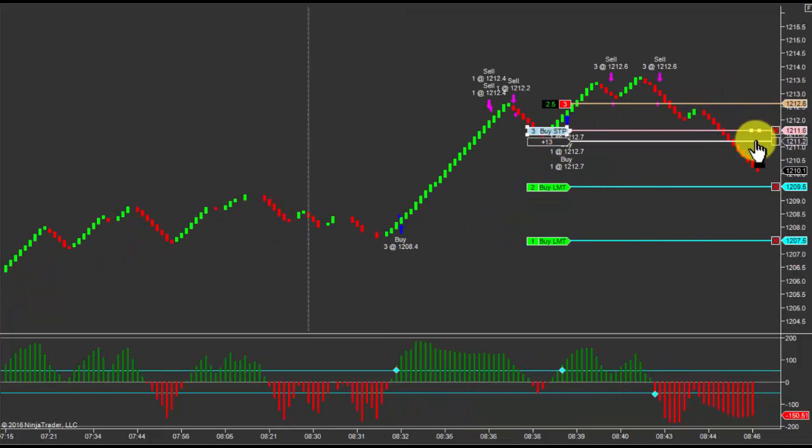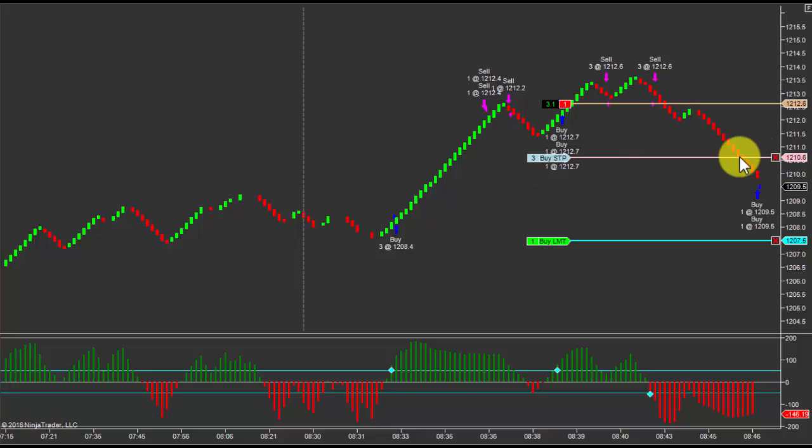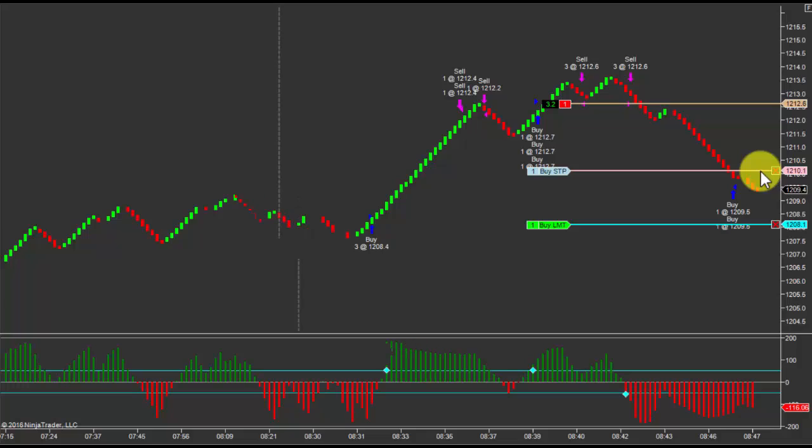So the key is working higher pivot lows in rallies, lower pivot highs in sell-offs, and getting into periods where there's growing, building, or accelerating momentum. That is what the new trading tools are going to be designed to target.